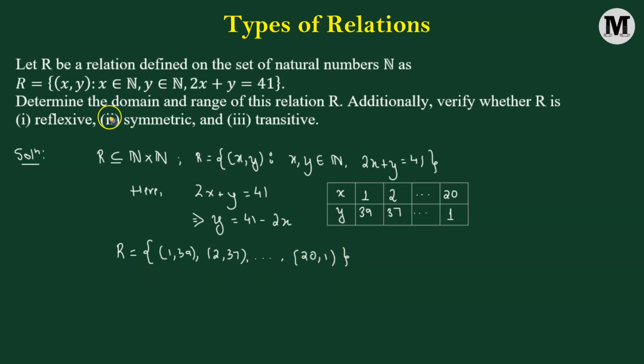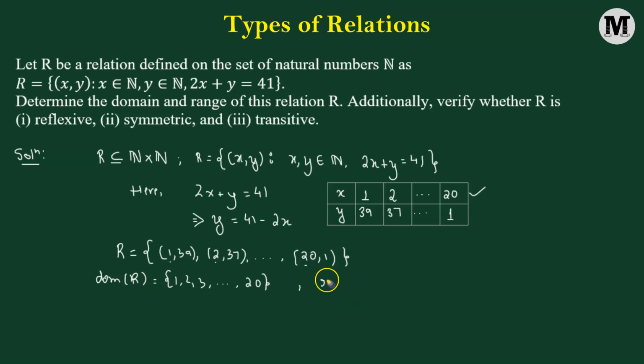Our goal will be to find out the domain and range of this relation. So what is the domain of the relation R? That's a very simple task. To find the domain, we only have to consider the first element in each of the ordered pairs. The first element corresponds to all the values of x. So here we have 1, 2, 3 going all the way up to the last value of x, that's 20. So there are a total of 20 elements that belong to the domain of R.